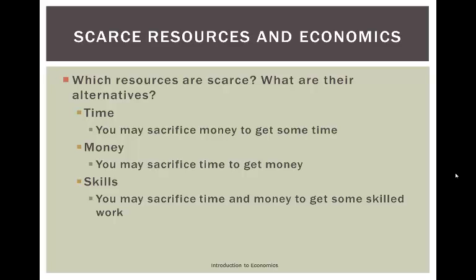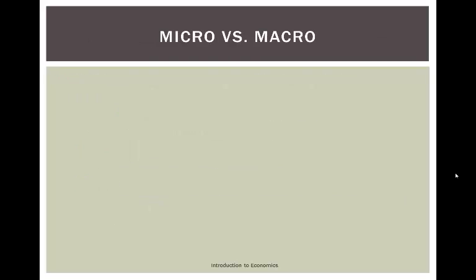I can spend some time to learn how to garden, right? So I'm getting some skills and I'm giving up time. At the same time, I can give up money in order to get some skills. I can actually pay somebody to take care of my garden. So I'm sacrificing money in order to get some skilled work.